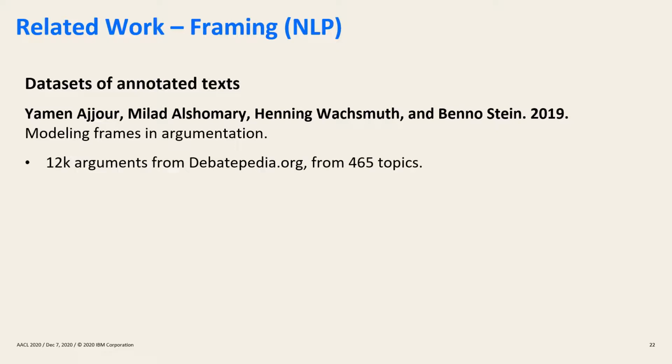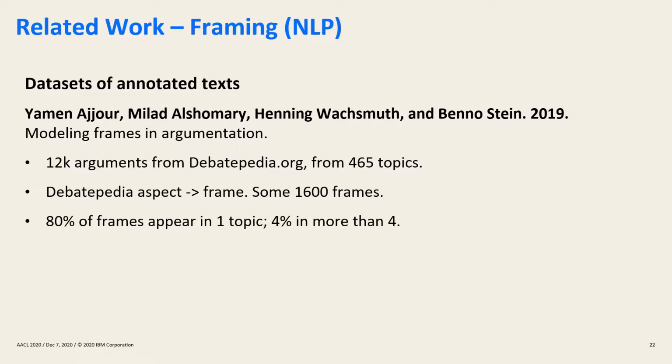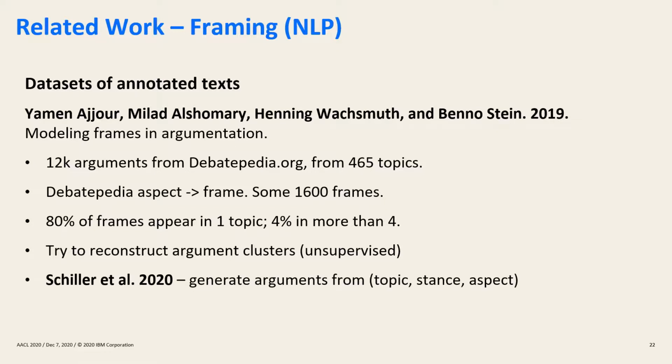This dataset is based on 12,000 arguments coming from Debatepedia for 465 topics. In Debatepedia, they have the aspect of an argument or of a set of arguments, and Ajjour et al. consider this aspect the frame. As in the work in the social sciences that I've mentioned, they see that most frames are specific, they belong to one topic, but some 4% of them are general, they belong to more than 4 topics. And what they do is they try in an unsupervised manner to reconstruct argument clusters.